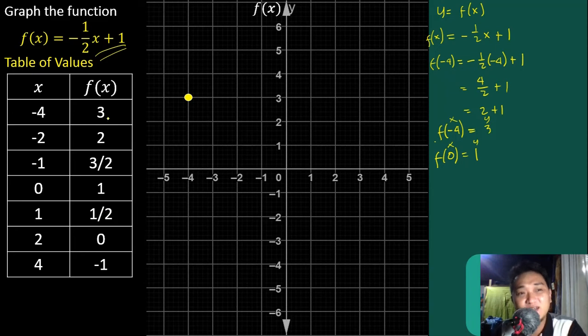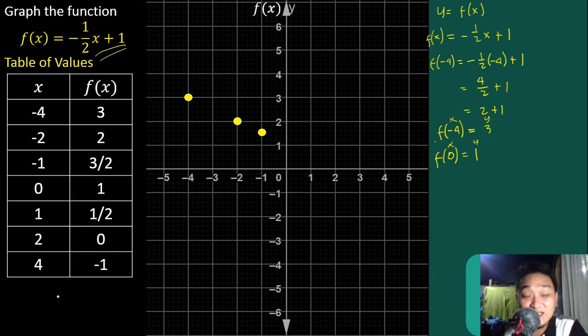Now, if you have this kind of table of values, we're going to graph and we are going to use those coordinates. If x is -4, f of x is 3. Ito po yun. If the value of x is -2, f of x is 2. If the value of x is negative 1, take note, we have 3 halves. And 3 halves, pag mixed fraction siya, that is also equivalent to 1 and 1 half. Isa't kalahati.